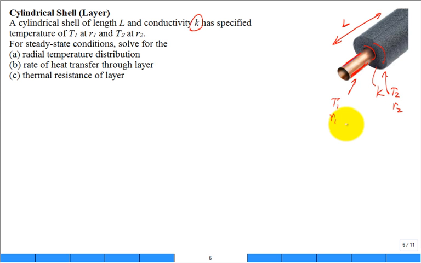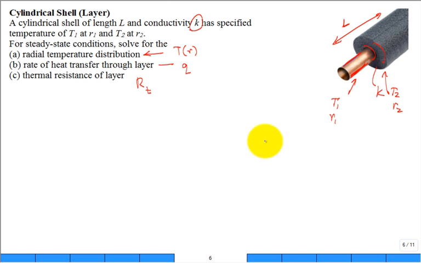You could solve for the steady state radial temperature distribution. You could calculate the rate of heat transfer through that layer. So you could solve for T as a function of r. You could solve for Q. And you could find the thermal resistance in this layer of insulation.